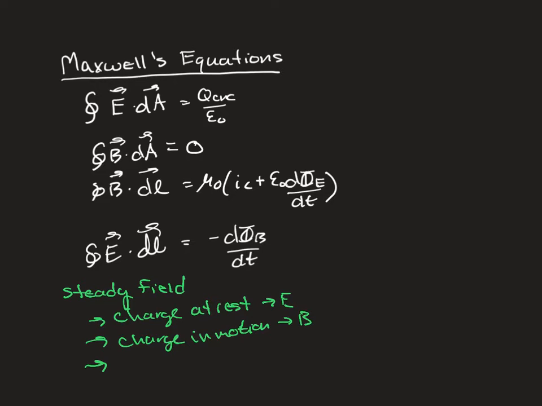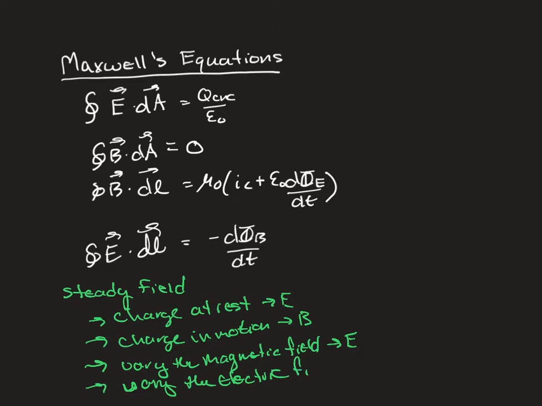We've also learned that when you vary the magnetic field, you get an electric field, and when you vary the electric field, you get a magnetic field. And these concepts are going to turn out to be important as we go through electromagnetic waves, which we're going to discuss in this particular chapter.